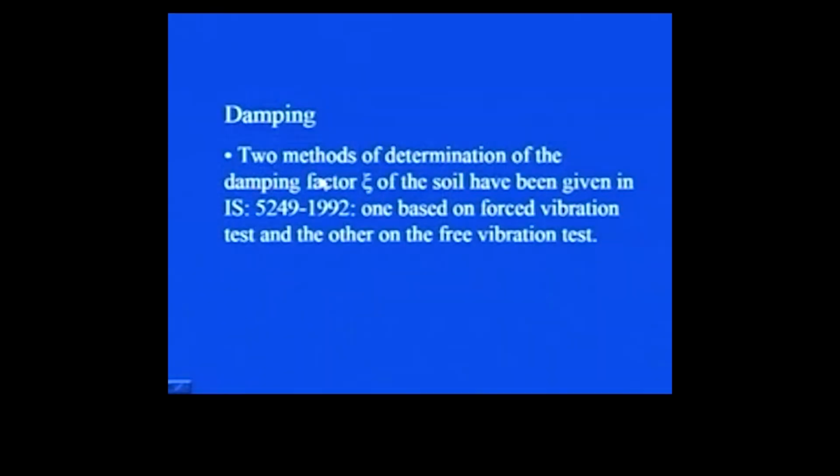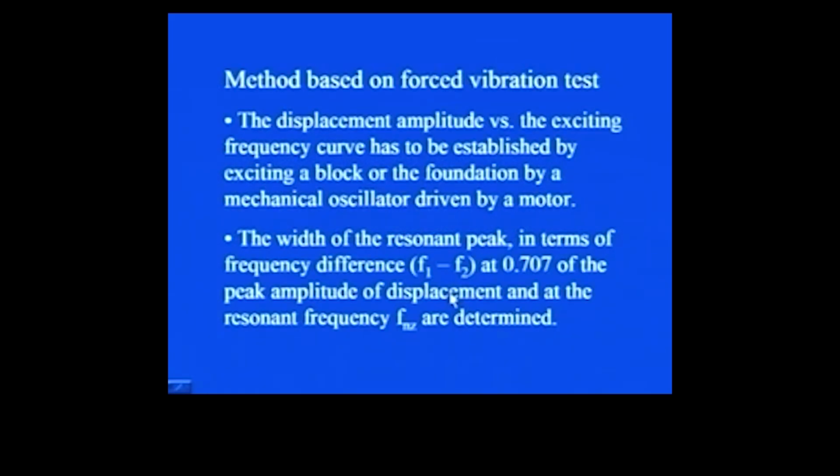There are basically 2 methods for determining this damping factor zeta, and they are given in the Indian Standard Code of Practice, that is IS 5249/1992. One method is based on forced vibration test and the other on free vibration test. First, let us see exactly what the method based on forced vibration test is. The displacement amplitude versus the exciting frequency curve has to be established by exciting a block or the foundation by a mechanical oscillator driven by a motor.